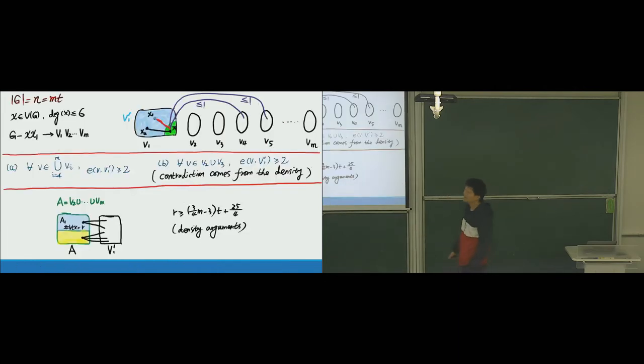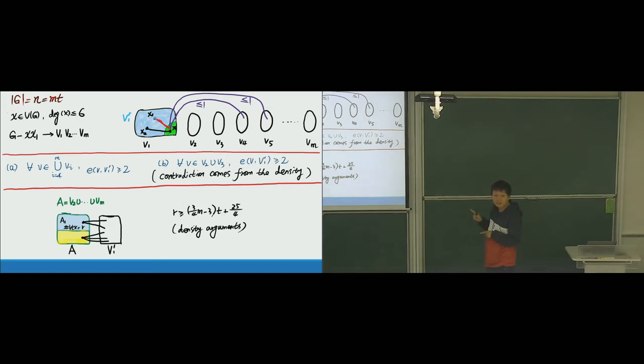So now we have this lemma, we can do more. That means we can assume that the number of vertices of G is divisible by M. That means we can assume N is MT. Now we can do some similar arguments like this.